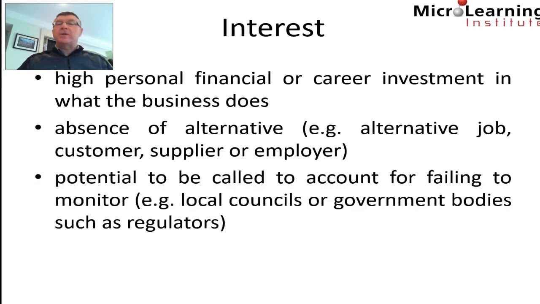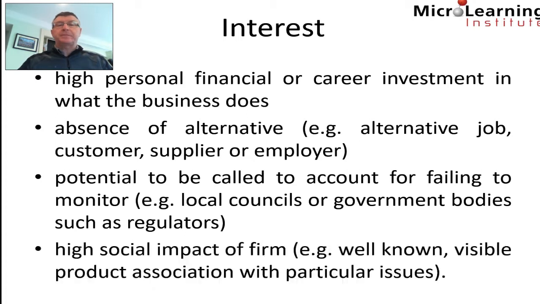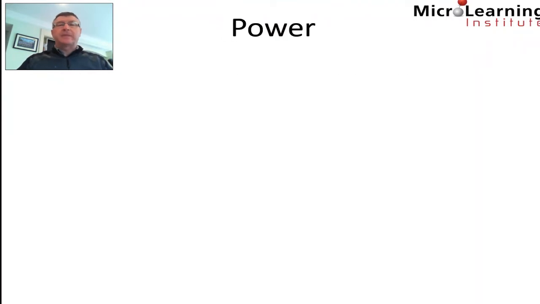Or the potential to be called to account for, or to be found accountable for, failing to monitor something. For example, local councils or government agencies such as regulators and so on are highly interested because they are accountable for the outcomes. Or finally, the social impact of a firm, if the firm is very well known, if it's a very visible product, and so on.